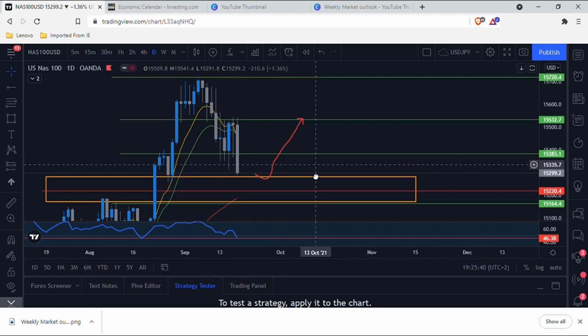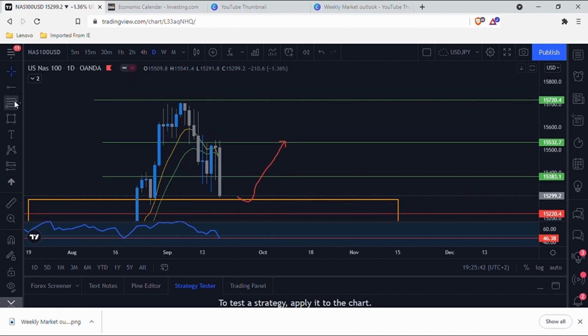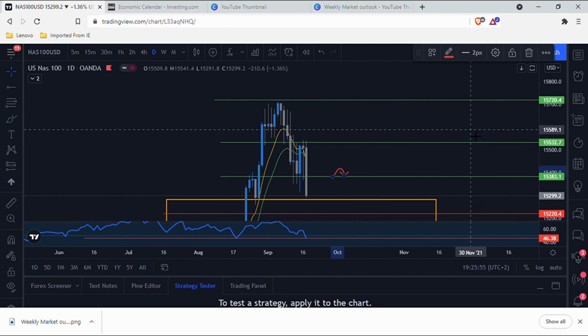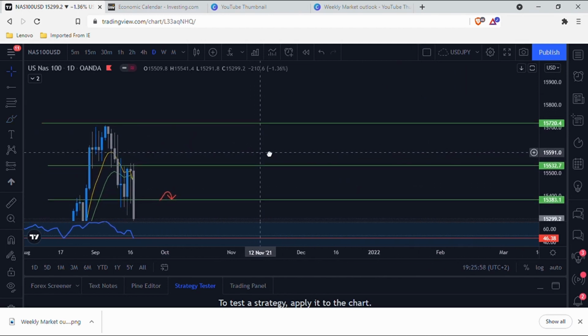Alternatively, you could take a more conservative entry, let it come back up and let it break this area here. Just remove this thing. Let it break this area up here, retest it, and then you get into the buy from here. Your targets would read something like this.